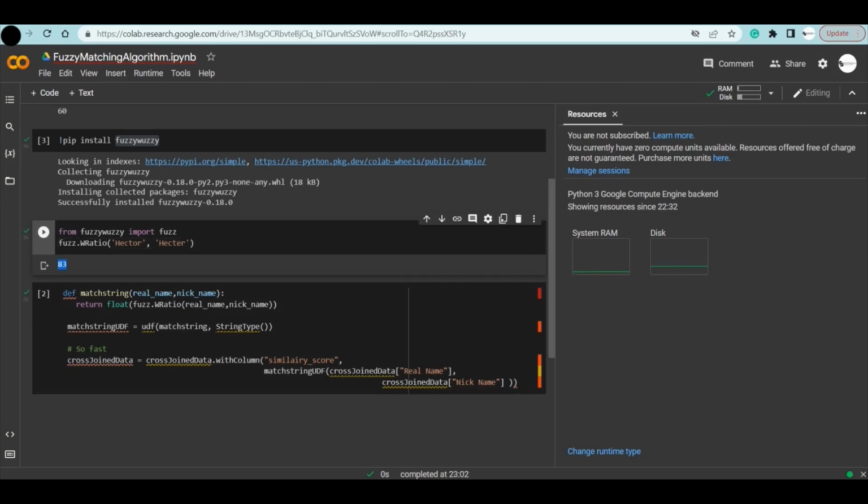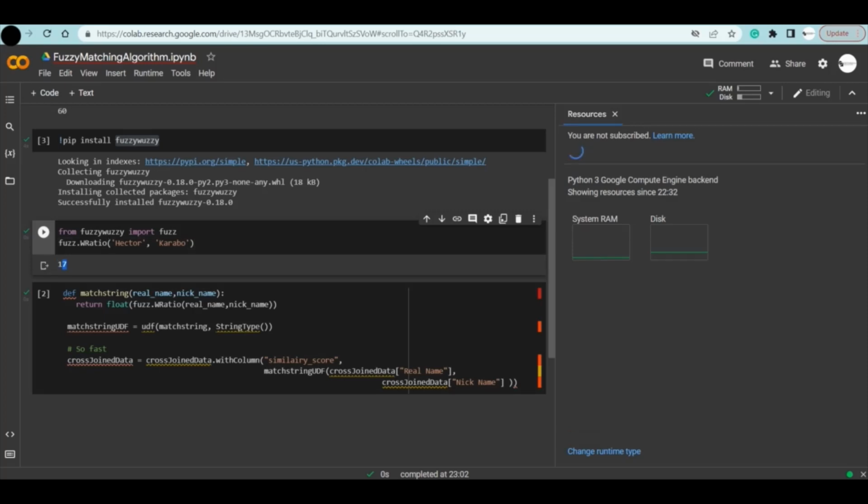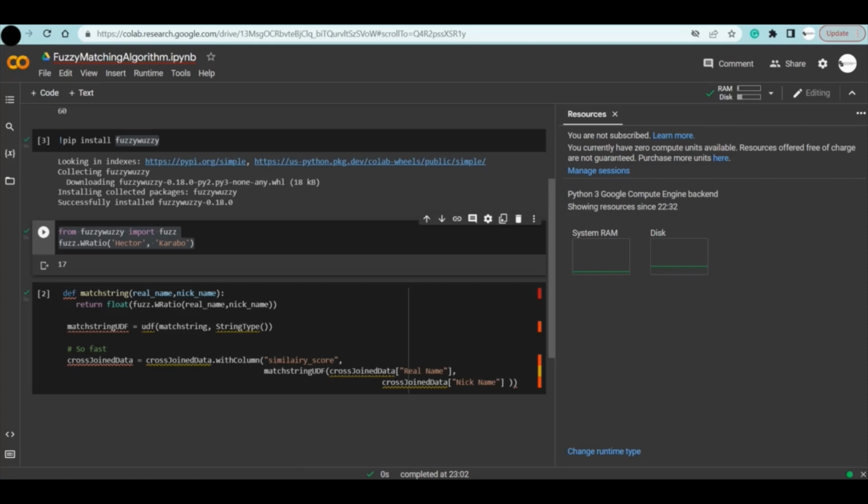You can see that I'm getting 83. So there's quite a match between these two words. But if I write something like Garabo, there is no match. You see, the score is very low, 70. So this is how these algorithms work, and they use those algorithms that we spoke about in the background.